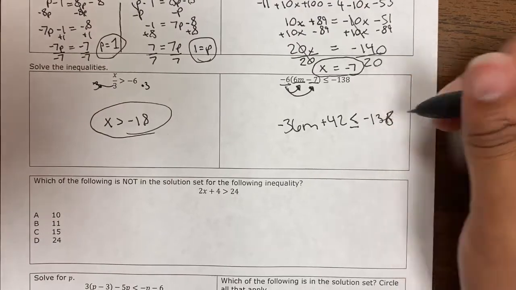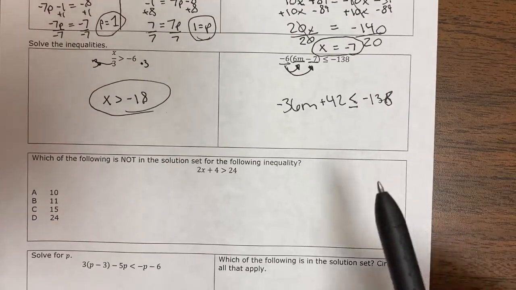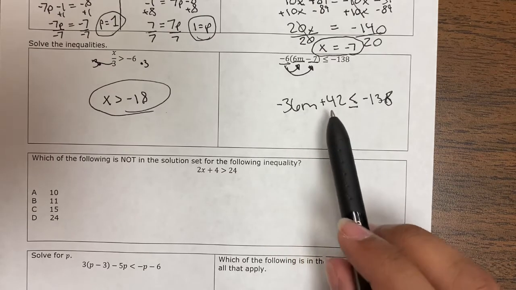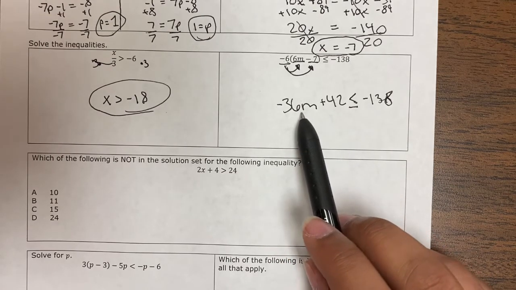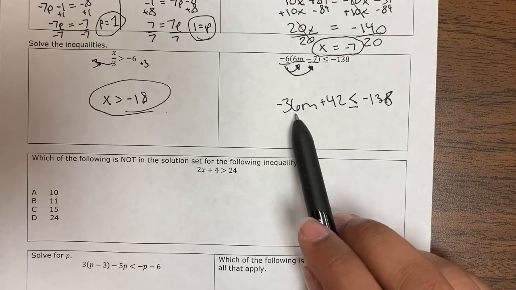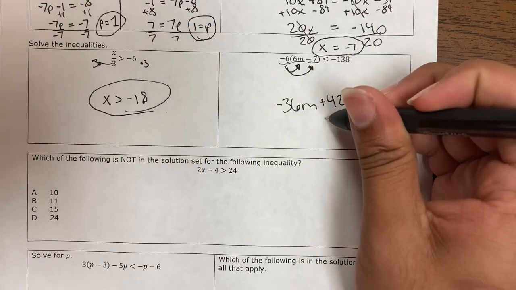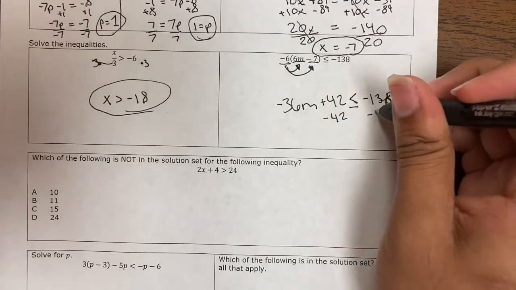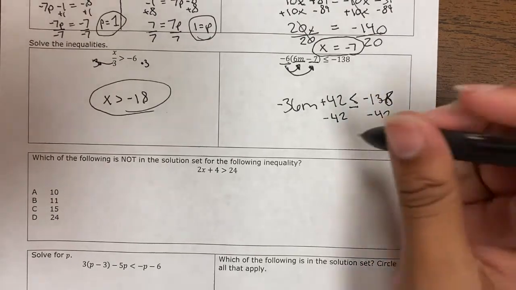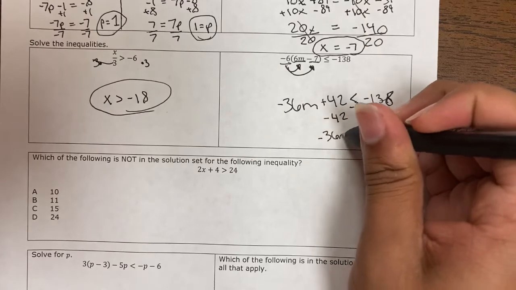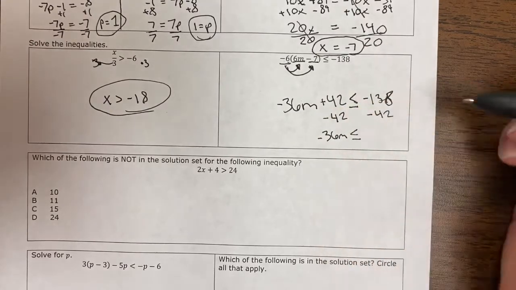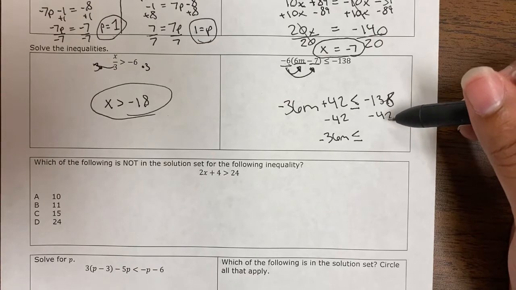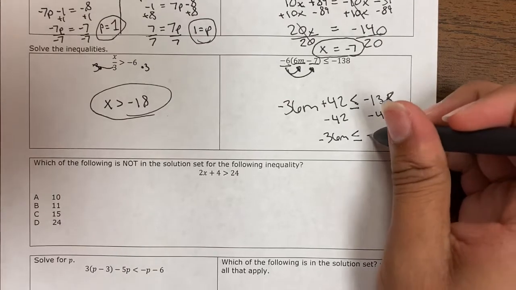Ooh, that was ugly. So now I want to get rid of any constants that are touching the variable. So I see positive 42. So 42 is being added to negative 36m. So I want to get rid of that by subtracting 42 on both sides. So now I'll get negative 36m is less than or equal to 138 minus 42 is going to give me 180. So negative 180.